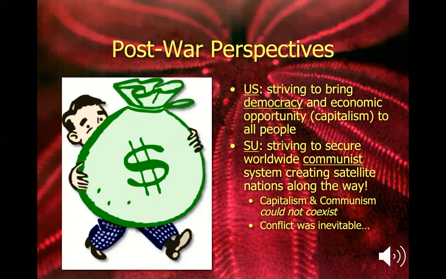The Soviet Union, however, wanted to secure a worldwide communist system. And we can go back a couple of units when we're talking about communism. We're talking about a government controlling the economy. But of course, that goes directly against the US notion of capitalism. So the Soviet Union, again, is trying to get communist nations. They create what are called satellite nations along the way. Those are nations that would be communist and work with the Soviet Union. And the problem that people saw at the time, and this is what sparks the whole idea of the Cold War, is that you cannot have capitalism and communism coexisting. You can't have both of them happening in the world at the same time. And because of that, conflict was inevitable.